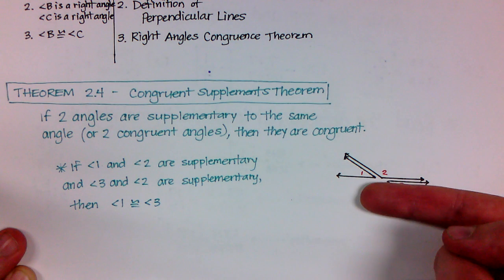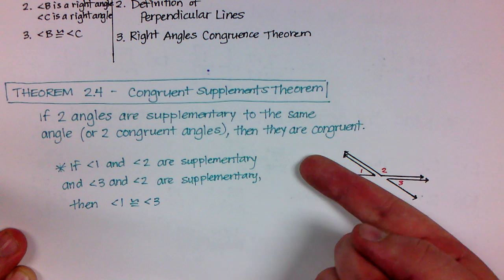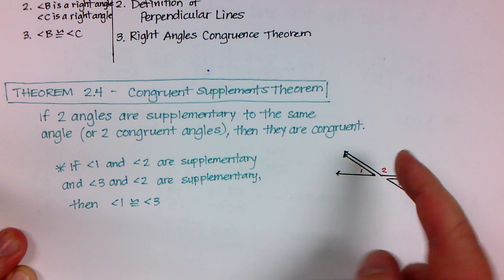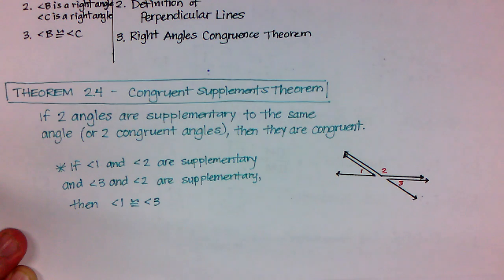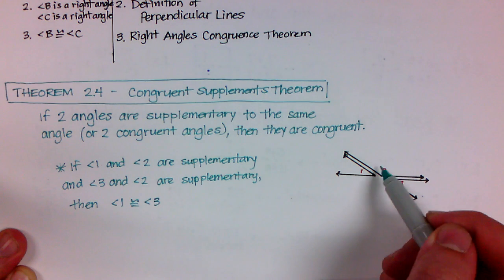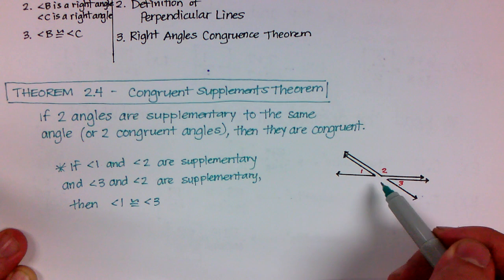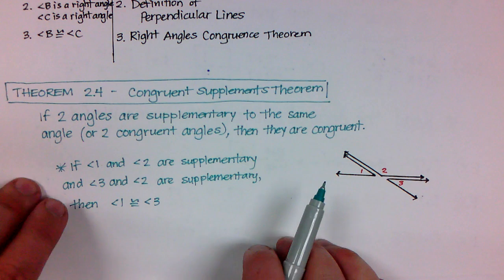So if I cover up angle 3, we can see that those are supplementary angles. And if I cover up angle 1, angles 2 and 3 are supplementary. So they're both supplementary to that same angle 2. And that means that if they're both supplementary with that same angle, then they themselves must be congruent to one another. So this is theorem 2.4.